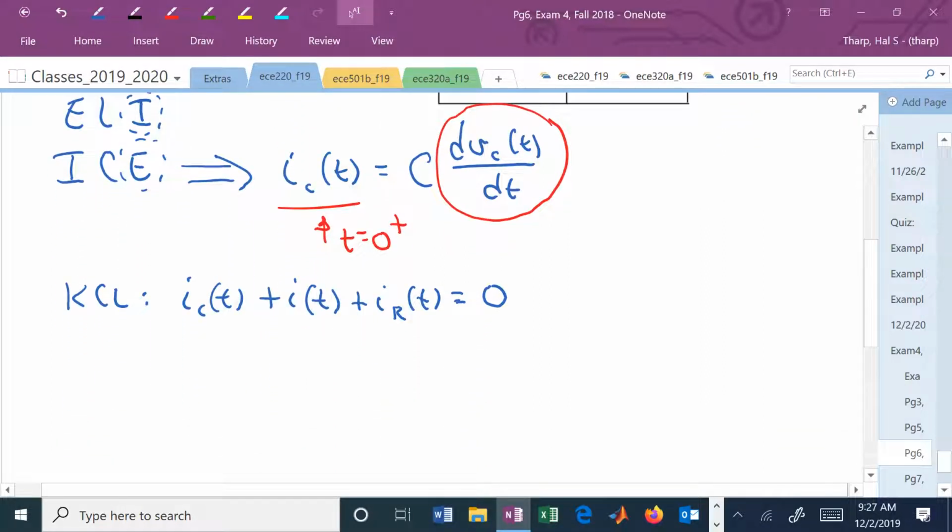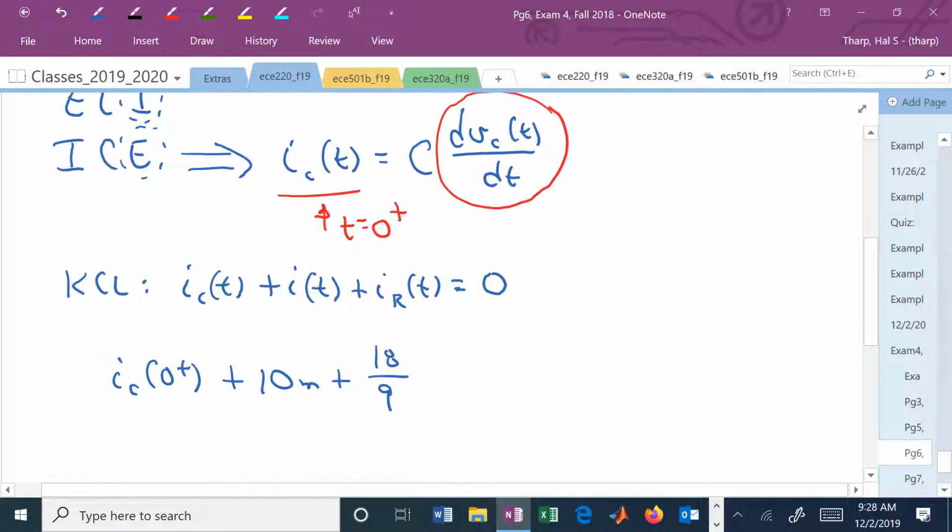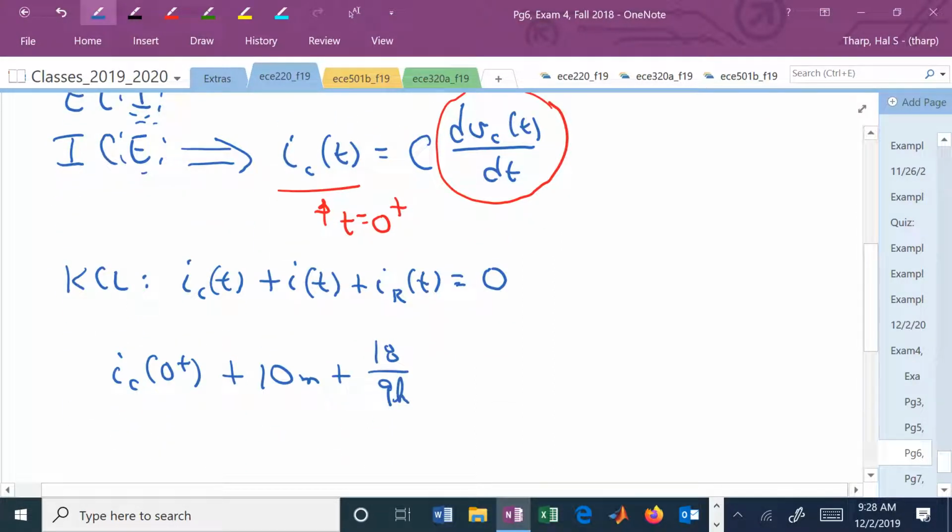Meaning, I sub c of 0 plus is equal to, what was this? This was 10 milliamps, I think. Let me just keep it going this way. Plus 10 milli plus I sub r, that was 18, I think, for our v sub c of 0 plus, divided by 9. And that was k is equal to 0.